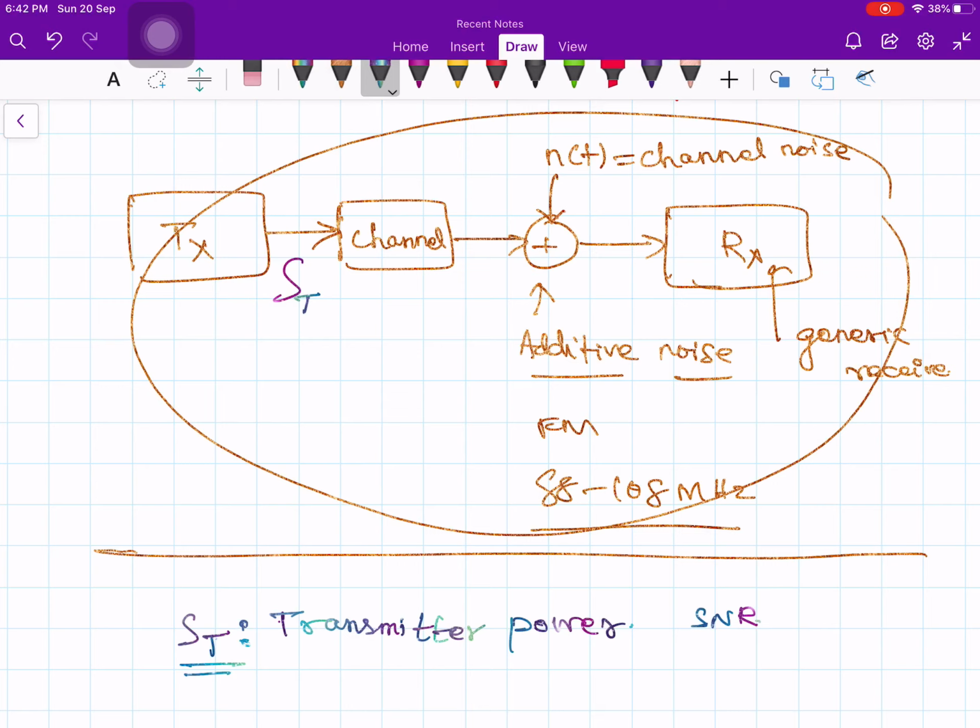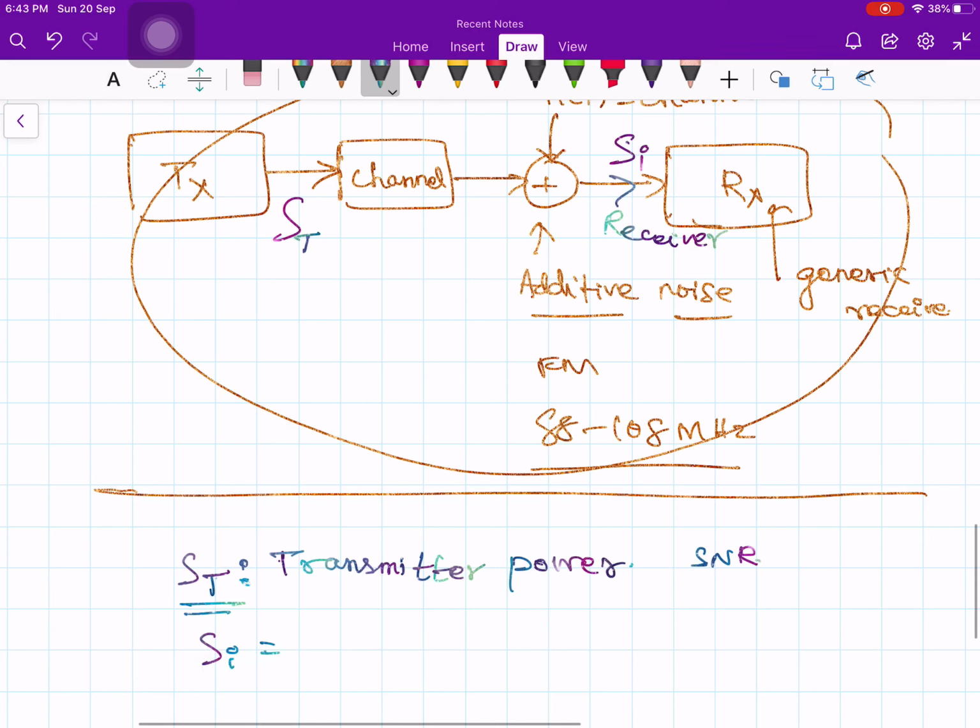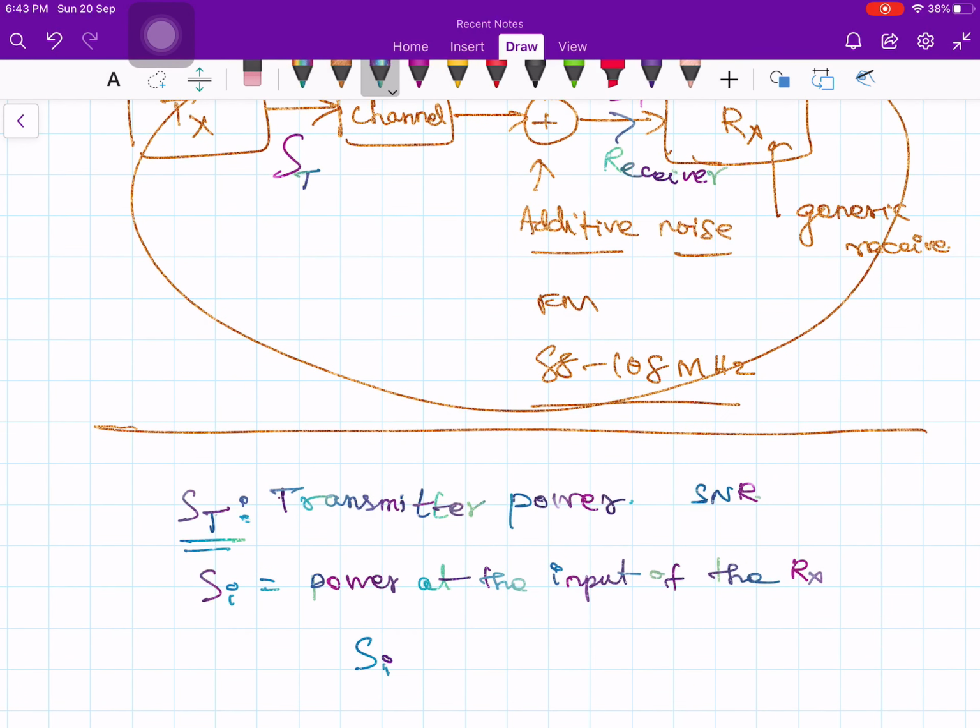The most important parameters of interest are at the input to the receiver: how much power is given to the receiver. The entire amount of power that is transmitted is not received at the receiver. Why? Because in between you have the channel, and the channel will attenuate the signal strength. So finally what you receive is some power, let us say S suffix I, the power at the input of the receiver. So obviously S_I is less than S_T. Suppose you transmit 10 watts, maybe you will receive some 1 watt like that.